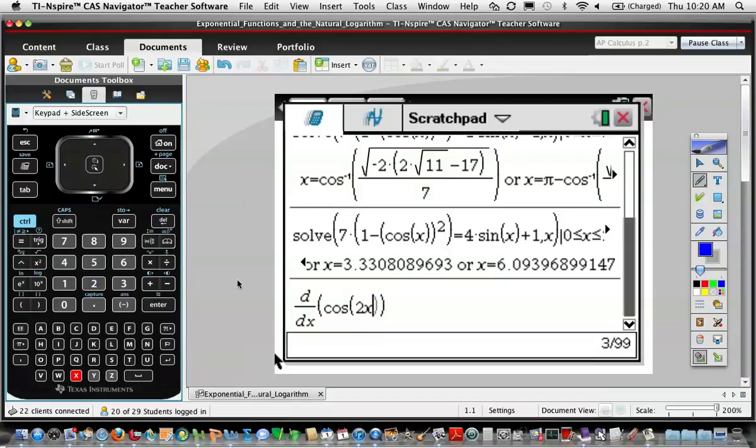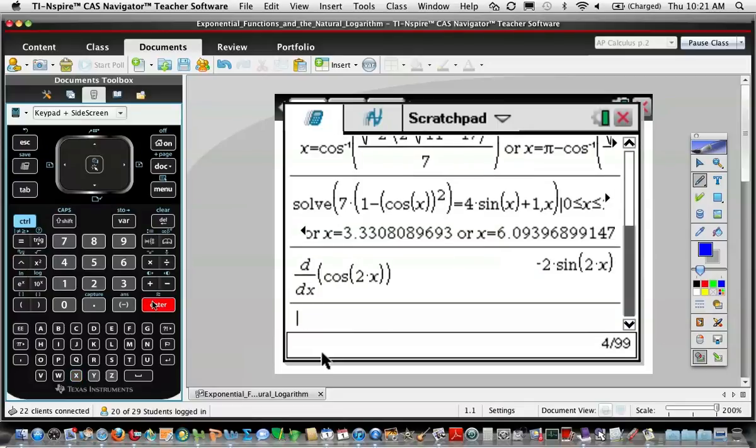And what, of course, is the derivative of cosine? Negative sine, right? The derivative of cosine is negative sine. That was a rule we put up the other day. So when we hit enter, we're not surprised to see negative sine, but we shouldn't be surprised to see the 2 on the inside, right?